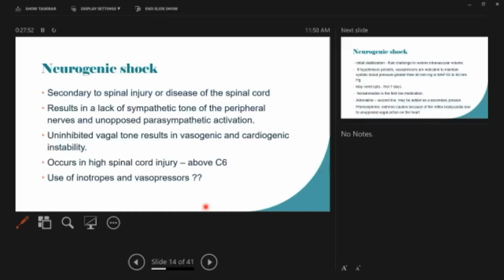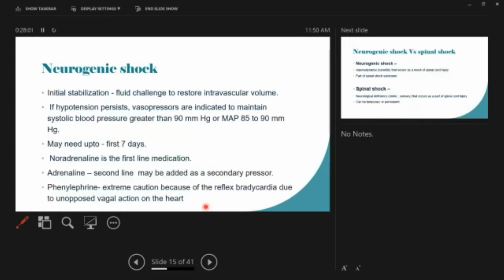Would you use inotropes or vasopressors in this condition in a ward setup? This patient is still in the ward. Yeah, you might have to.